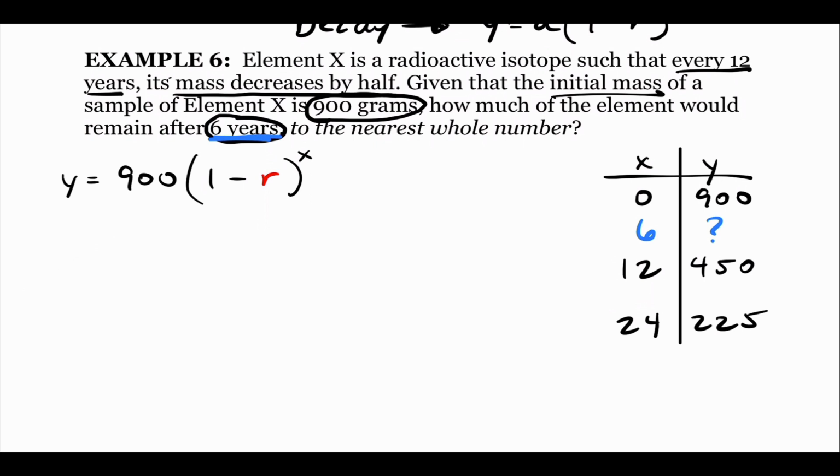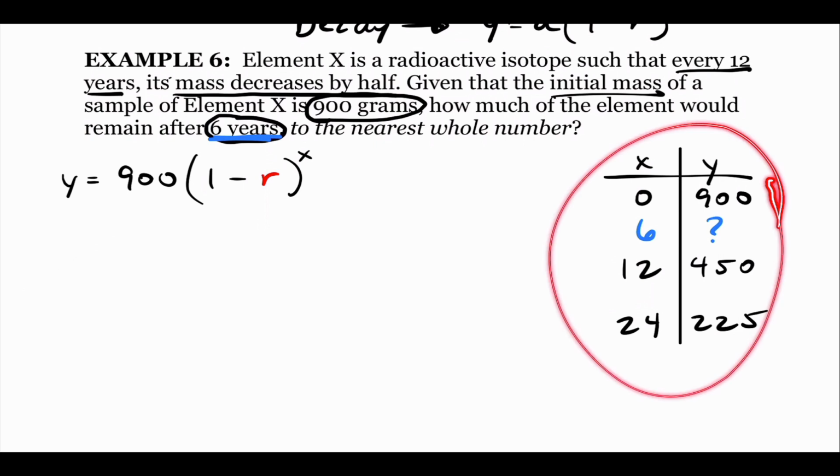Okay? Well, to do that, I need R. I don't have R. Right? I know every 12 years, it decreases by half. So what I'm going to do is, all of these are solutions. All of these right here are solutions. I'm going to plug in one of my solutions that I know to find R.